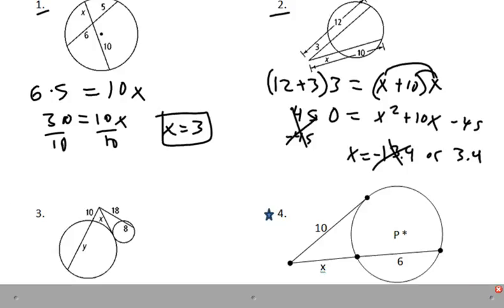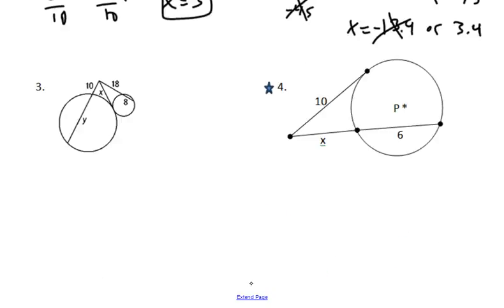Let's move on to number 3. We have a lot going on here. So let's look at the small one. The smaller one looks like this line right here. No matter which side it's on, it's a tangent line. So let's just look at the smaller one to find x.